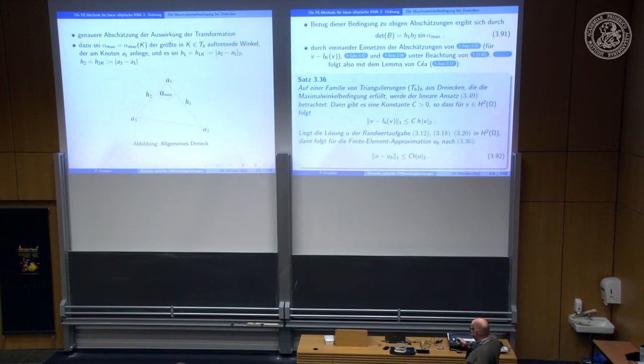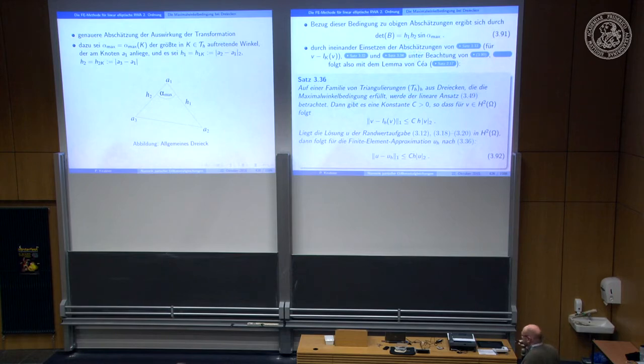Okay, what does the sine theorem tell us? The surface is the sine of the angle times the length of the attached sides. So this is how we relate the determinant which comes up to the h1 and the h2.